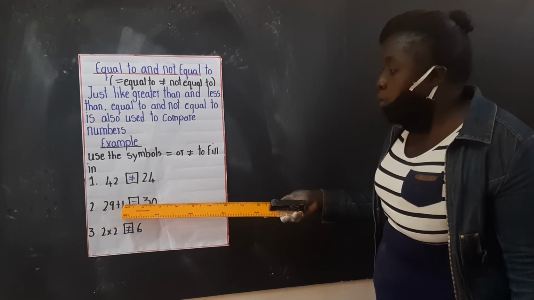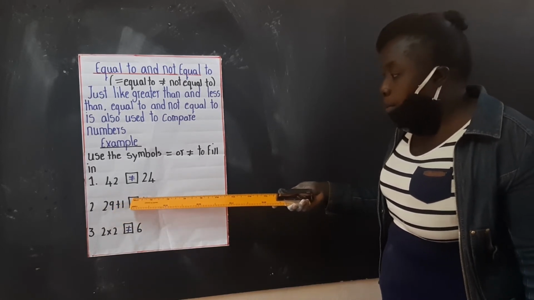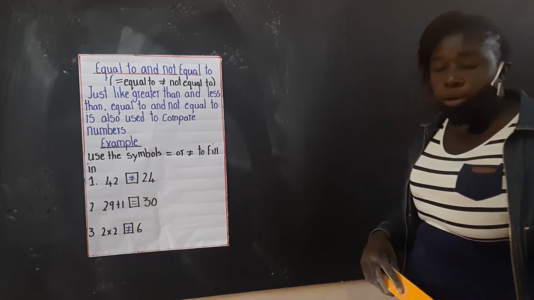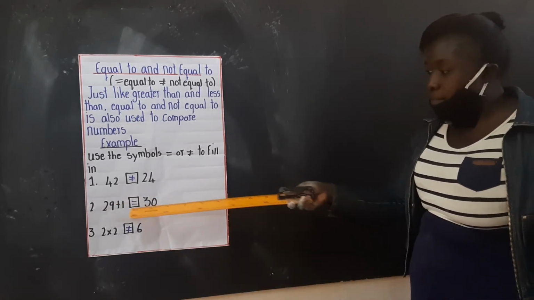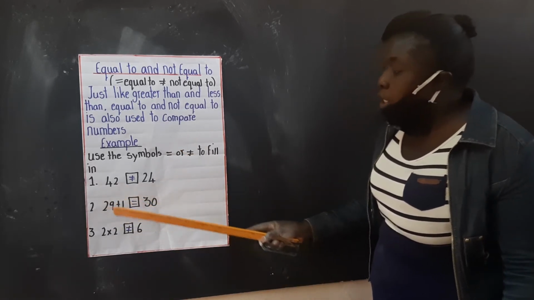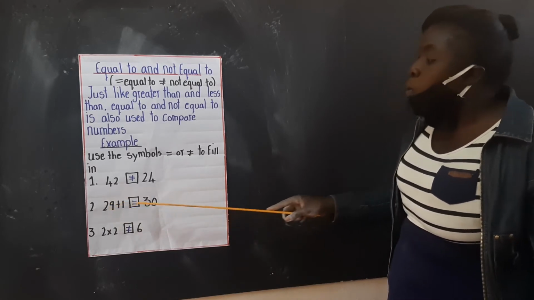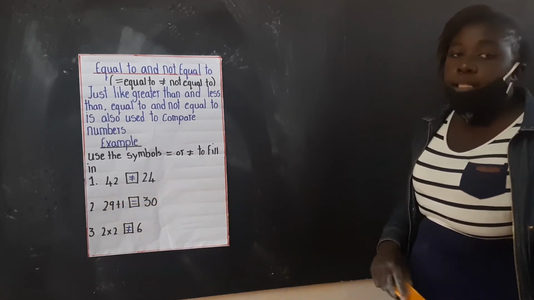And then number 2, we have been given 29 plus 1 box 30. Remember, when you have been given something like this, what you have to do first is deal with this problem. You add those numbers and you see whether the answer is the same as the number at the end there.